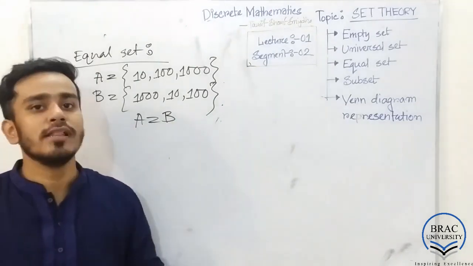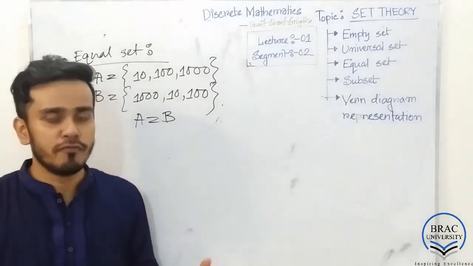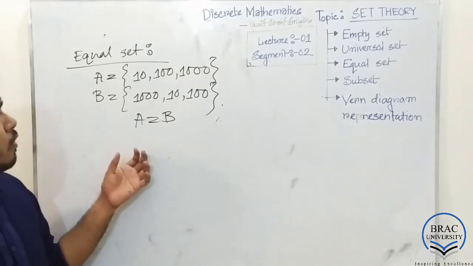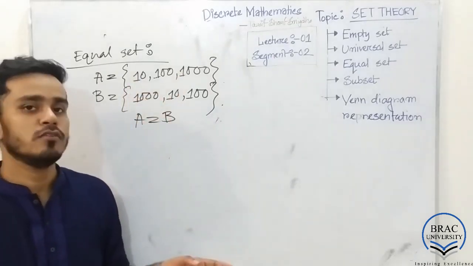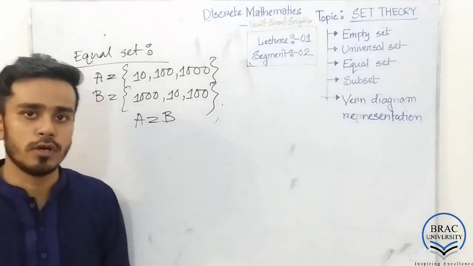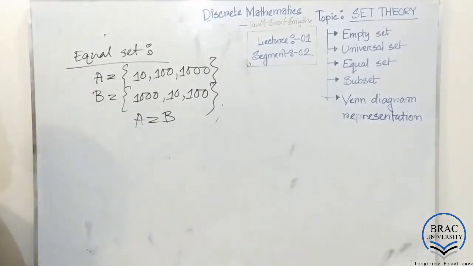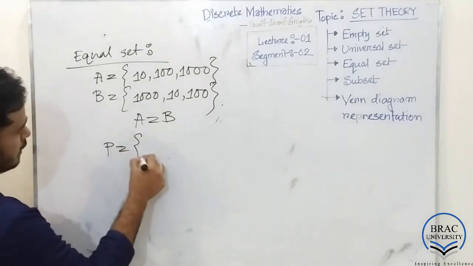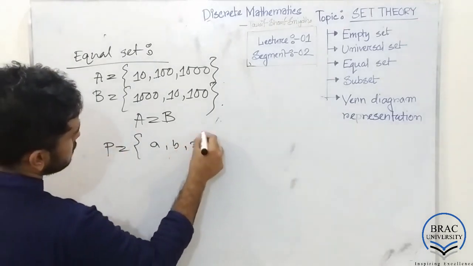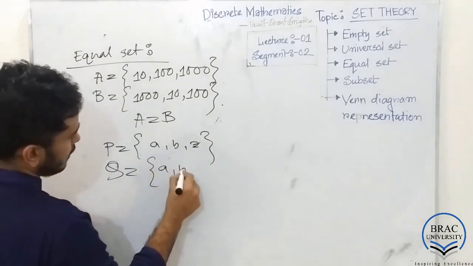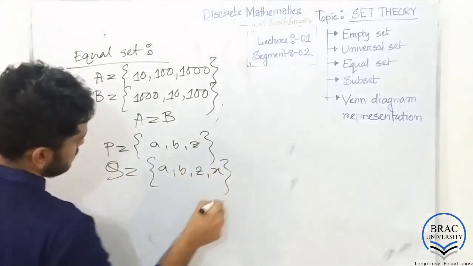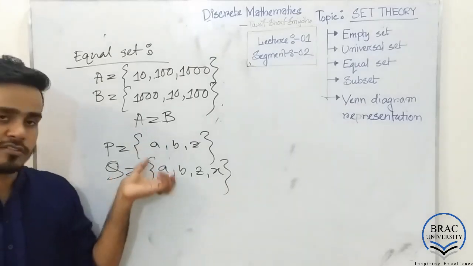When two sets have an equal number of elements and all of the elements are the same, then those two sets are equal, right? Okay, we can see another example here. P = {A, B, Z}, Q = {A, B, Z, X}. So can we claim these sets to be equal?